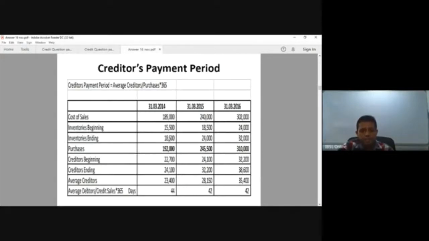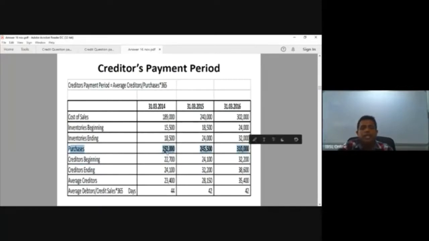Now here is the trick. Normally we calculate cost of sales. When we are calculating the cost of sales, we add purchases and beginning inventory and minus the ending inventory. Now we have to reverse it. In that case, to cost of sales you have to add back the ending inventory and minus the beginning inventory. That's how you calculate these figures of purchases.